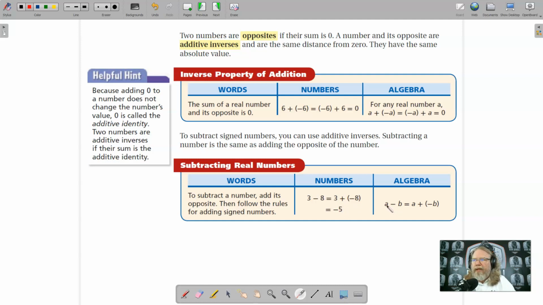In algebra, we would say that a minus b is equal to a plus the opposite of b. Or we could say the same as. I kind of like that in this case. A minus b is the same as a plus the opposite of b. Change the sign from subtraction to addition, and then take the opposite of the number that follows.